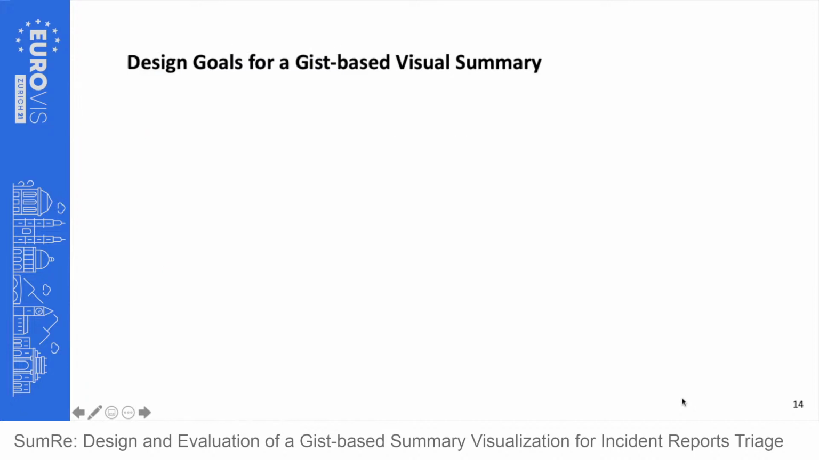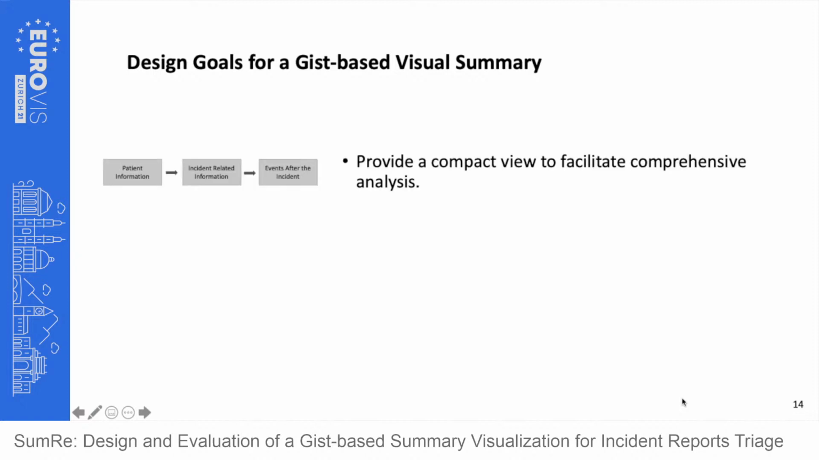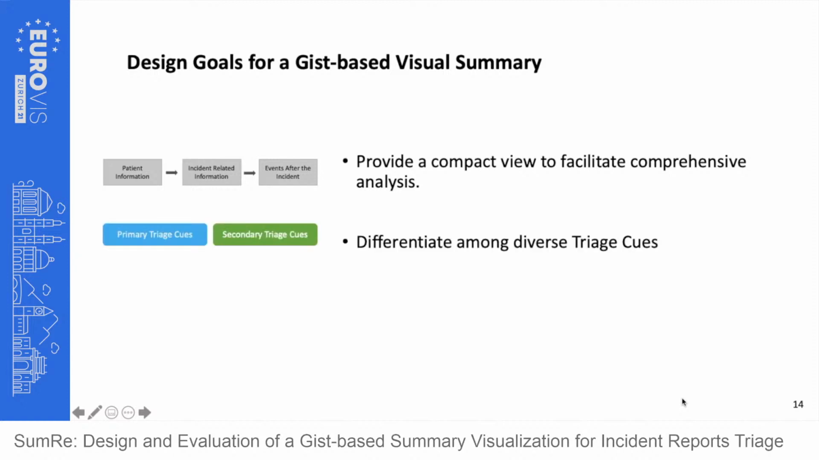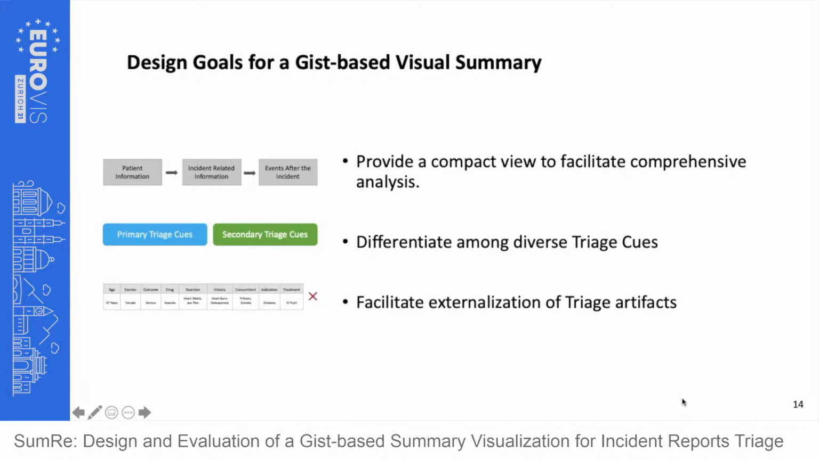So to design a gist-based visual summary, we set a set of design goals or guidelines. For instance, our goal was to present a compact view of the whole report or all the triage cues that can help them get the gist of the report easily. Second, as we have seen, the triage cues have certain categories, so supporting or facilitating the analyst to differentiate among different triage cues, that's also one of our goals. Third, because they need to make a decision for each individual report, we wanted to facilitate the analyst in a way where they can capture their insights about a certain report and also the triage action.